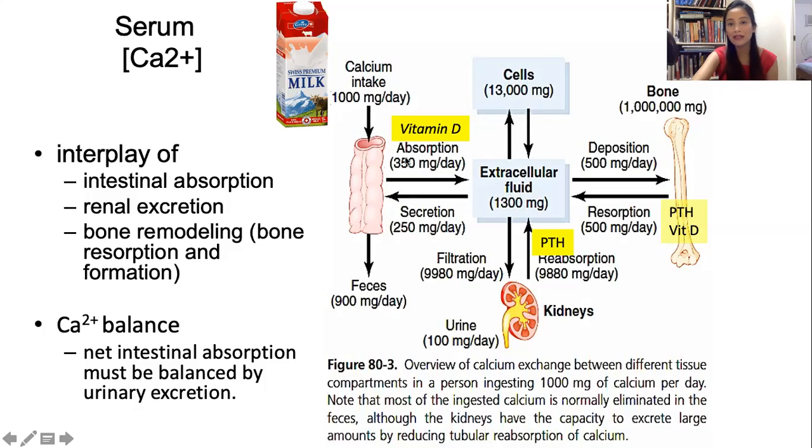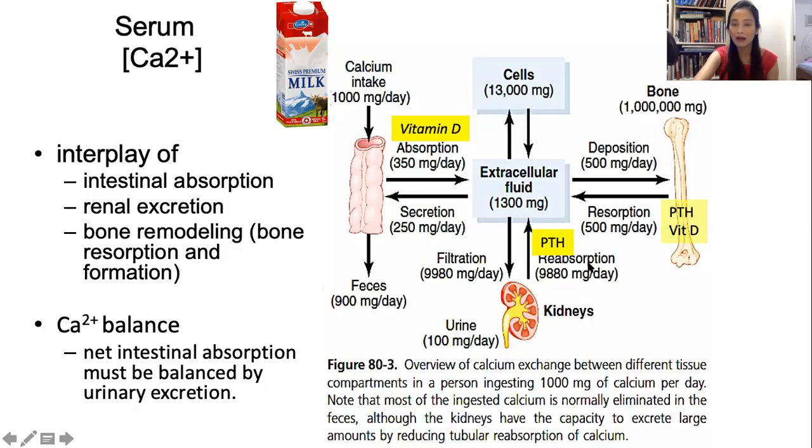So the net absorption from the gut is about just 10%. In this case, if you took in 1,000 milligrams, you will only be able to absorb 100 milligrams of that, and the rest, 900 milligrams, will be excreted in the feces.